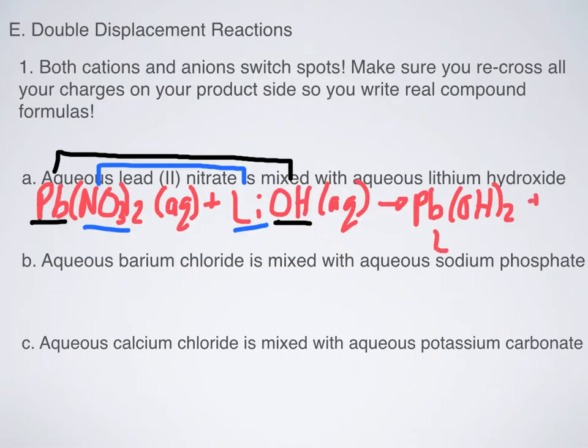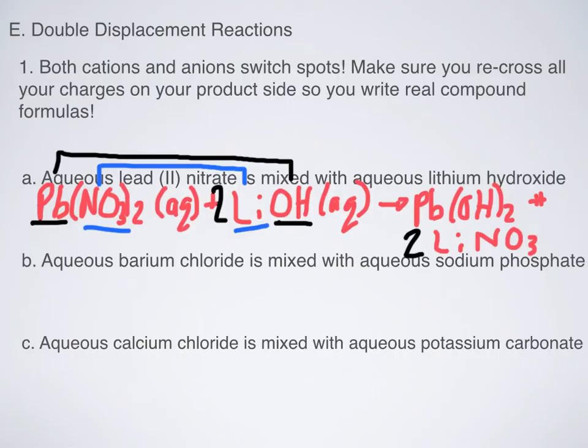Lithium nitrate looks like this. Again, that's what I end up with. So I end up with lead 2 hydroxide and lithium nitrate. And so again, if I want to balance any of these things out, I'd put a 2 here, I'd put a 2 here, and now I think I'm balanced. Okay? So that's double displacement reactions.